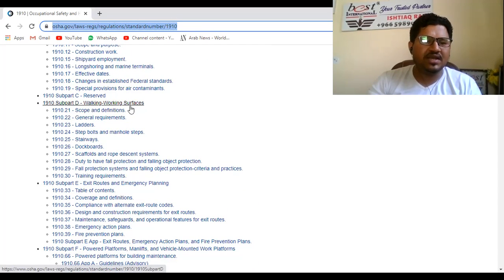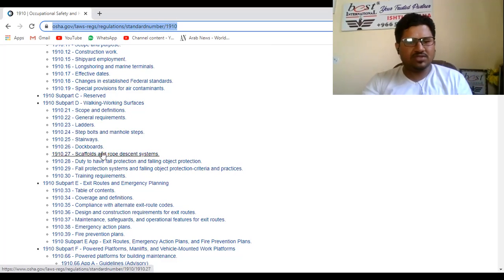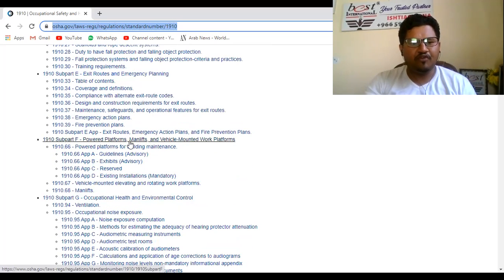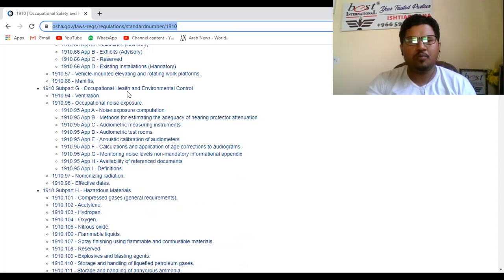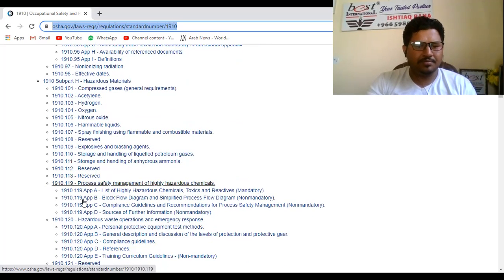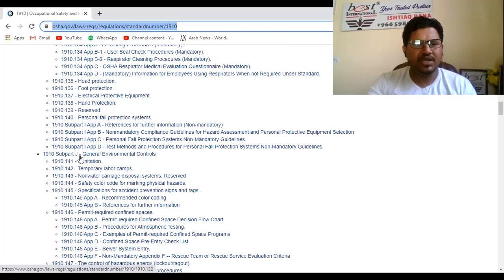In walking-working surfaces, standards relevant to ladders, we have 1910.23, we have general requirements, we have stairways, we have dock boards. Same way, we have scaffolding and rope descent systems. Same way we have Subpart E, exit routes and emergency planning, Subpart F, powered platforms. We covered Subpart G, occupational health and environmental control. We have Subpart H, like hazardous materials. Next Subpart I will be there, then J, or same way, you need to find out the general controls.